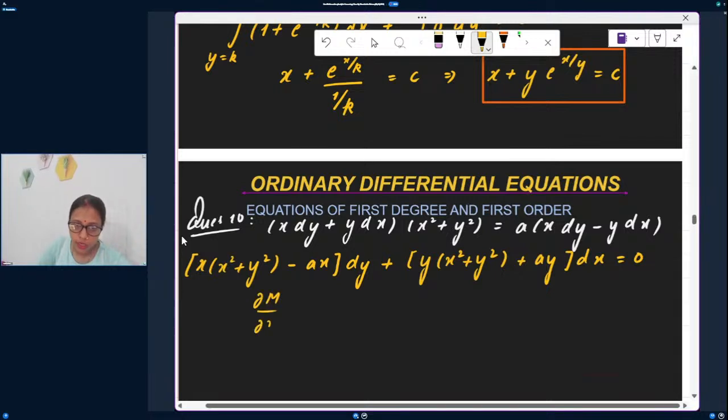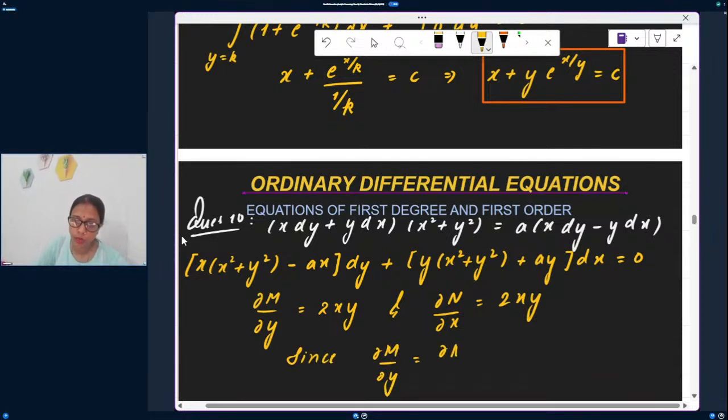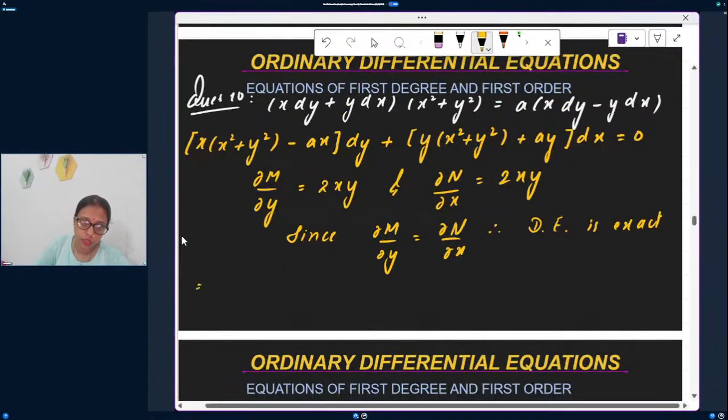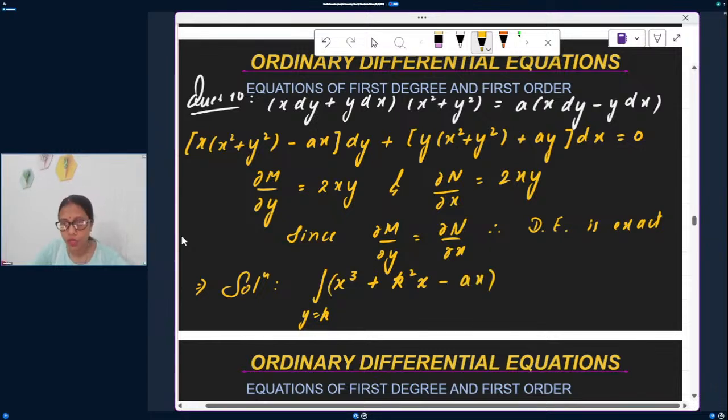What is del M by del y? We differentiate with respect to y: 2xy. And del N by del x, with respect to x: 2xy. Since del M by del y is equal to del N by del x, therefore the differential equation is exact. It implies the solution is given by the integration of M with respect to x, keeping y constant. Let me open the bracket also: this is x cube plus y square x minus ax dx.